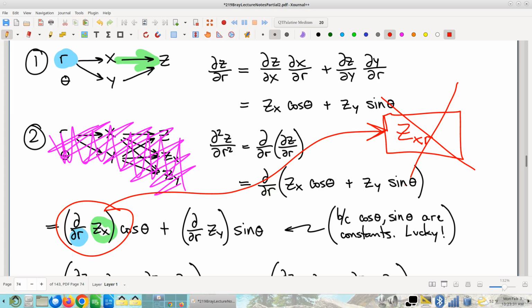So let me try to explain what the problem is here. This suggests that we have a variable z that is a function of a collection of variables that includes both x and r. It's like we're viewing z as a function of all of those variables. And you can't do that. It doesn't make any sense.